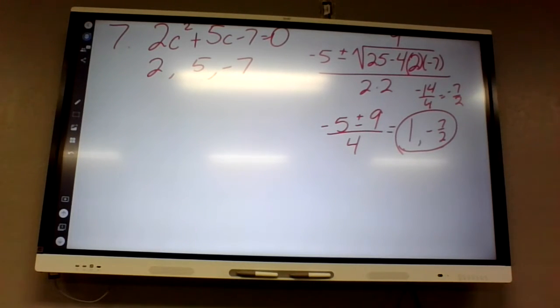Get a fraction that we can reduce. Yeah, always reduce. Always reduce.